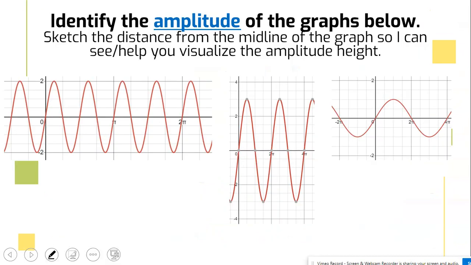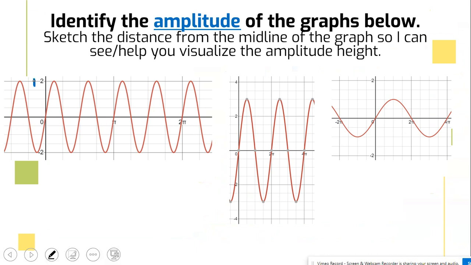So here are 3 graphs, okay? We're going to identify the amplitude of the graphs below. And then I want you guys to sketch the distance from the midline so that we can visualize this amplitude height. Because remember, the amplitude is from the midline. So here are these graphs, all right? We've got a crazy one to start us off.